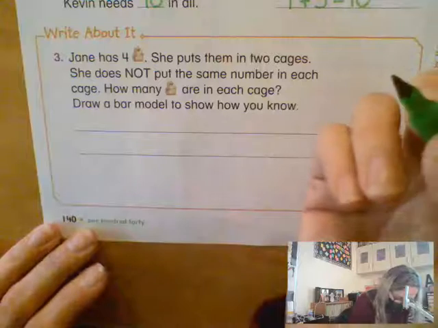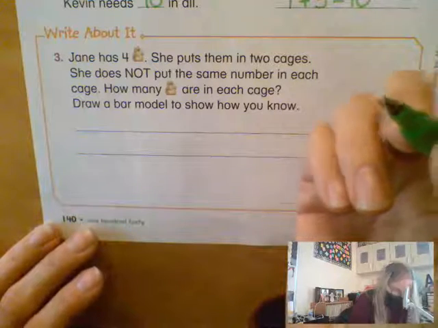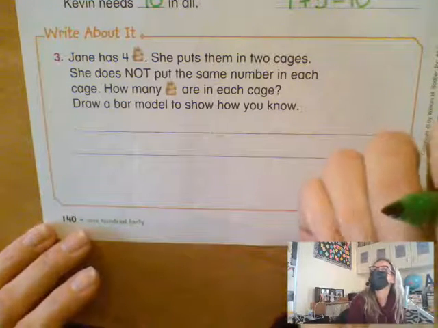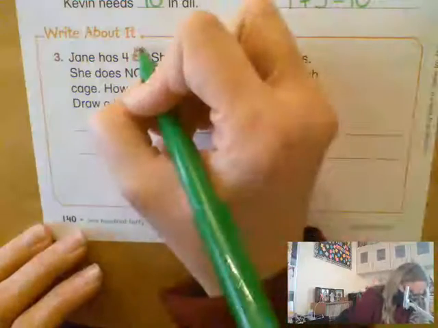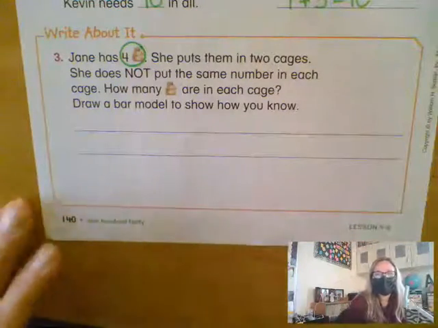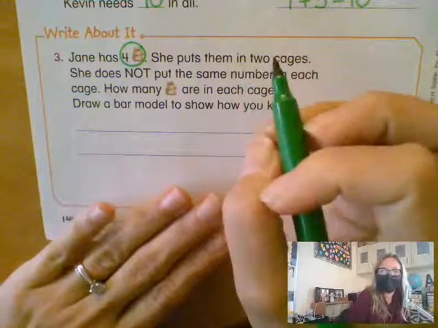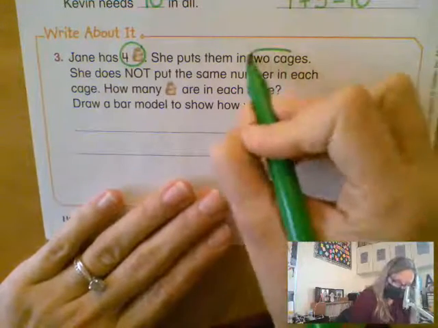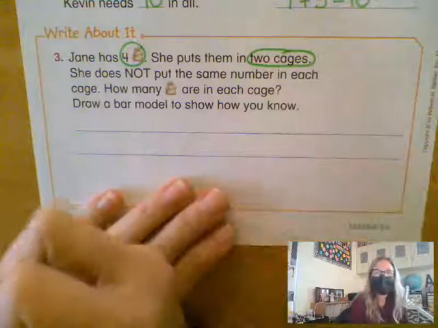I don't know what that is. It could be a hamster. It does kind of look like a hamster, doesn't it? Okay. Jan has 4 hamsters. Everyone circle 4 hamsters. She put them in 2 cages. 2 cages. Okay, circle 2 cages.